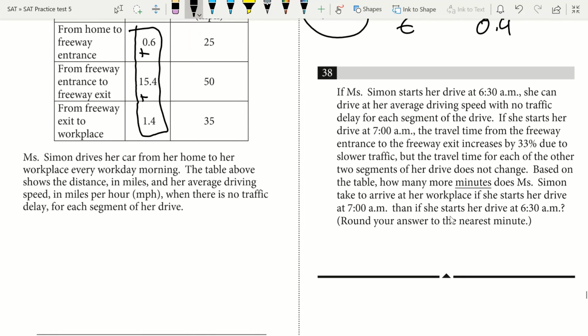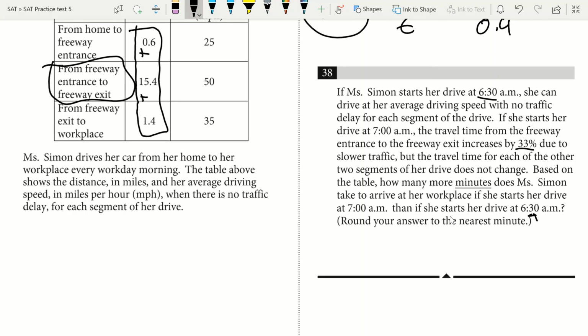All right, now I've got 38. If Miss Simon starts her drive at 6:30, she can drive at her average driving speed with no traffic delay for each segment of the drive. If she starts her drive at 7 a.m., the travel time from the freeway entrance to the freeway exit, which is right here, increases by 33% due to slower traffic, but the travel time for each of the other two segments does not change. Based on the table, how many more minutes does Miss Simon take to arrive at her workplace if she starts her drive at 7 a.m. than if she starts her drive at 6:30?